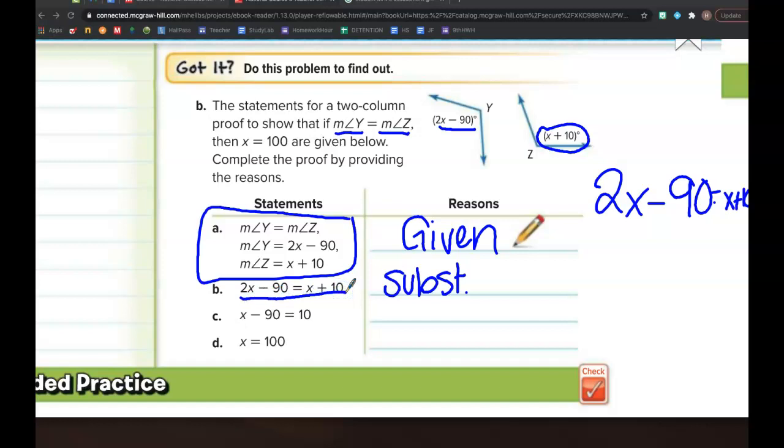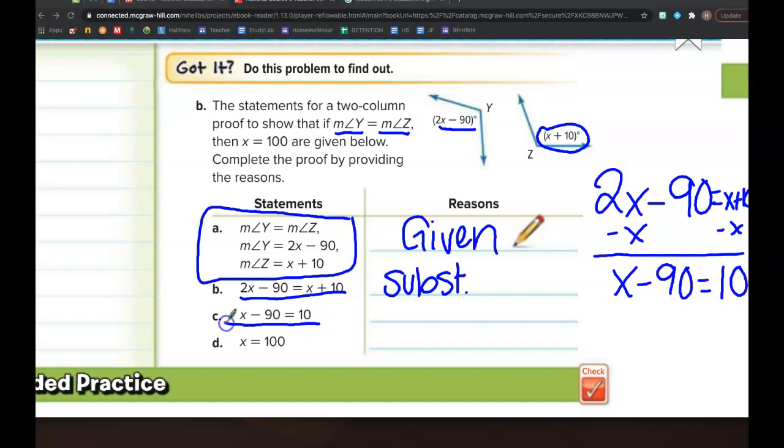Now, if we wanted to solve, because we have to prove that x equals 100, if I wanted to solve this equation, how would I get my x's to the same side? Aiden? I subtract x and subtract x. Okay, if I subtract x, I would get what? x minus 90 equals 10. Is that what they have on the next line? Okay, so the operation was subtraction.